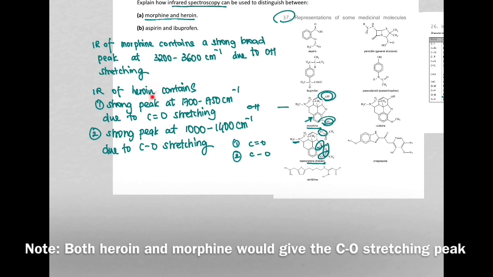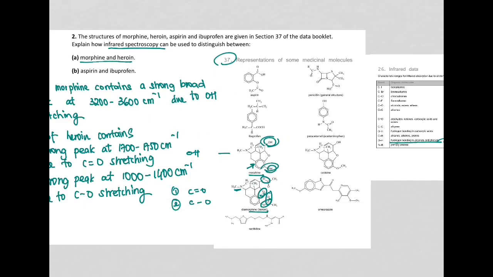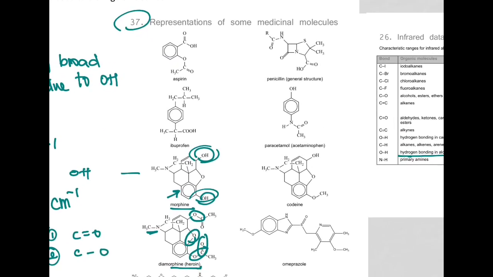The IR of heroin will contain a strong peak at 1750 centimeter minus 1 due to the C double bond O stretching, and 1 peak due to CO stretching, which is in this range. So this is the difference. Now let's see the difference between aspirin and ibuprofen. So if you look at both of them, they have COOH. So that will not be a difference.